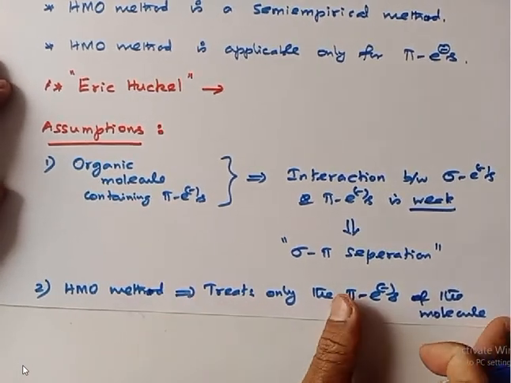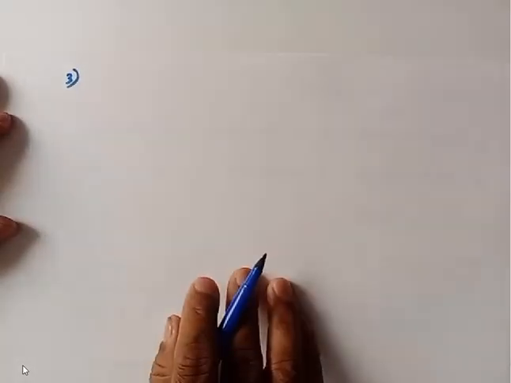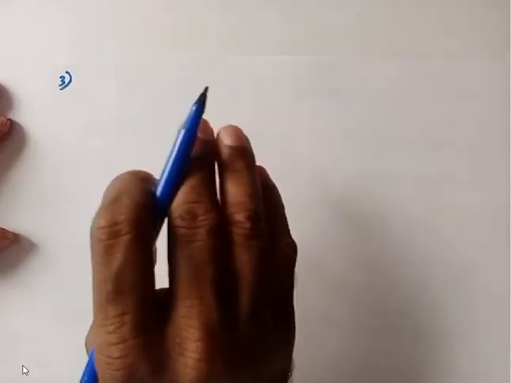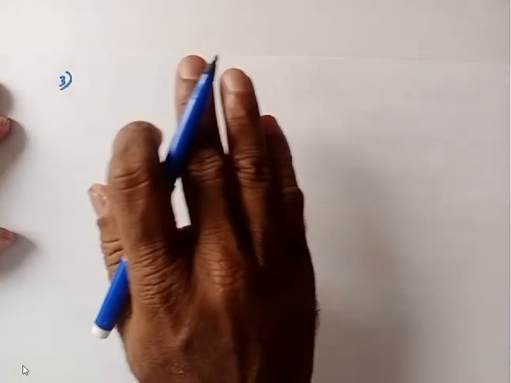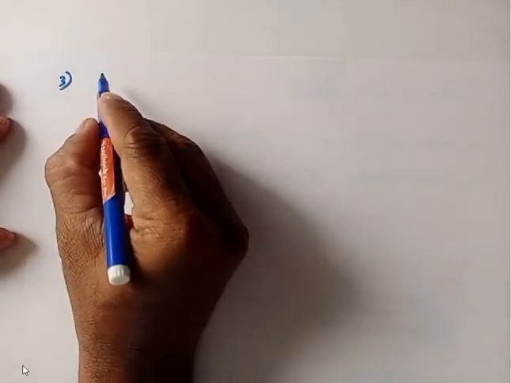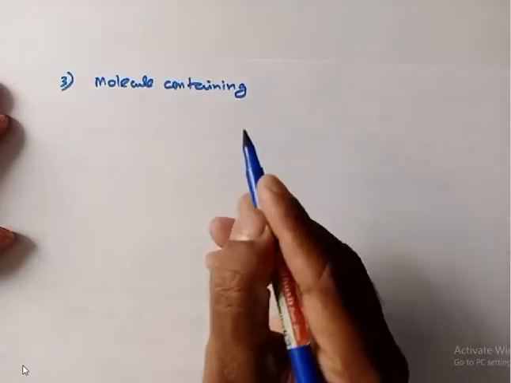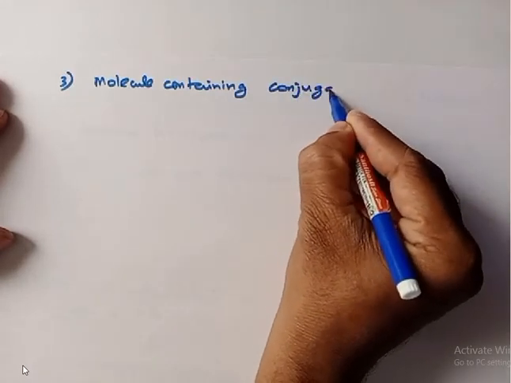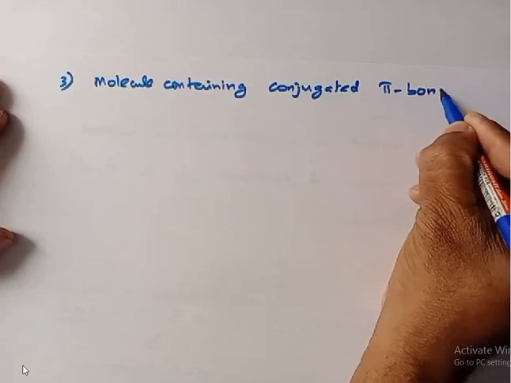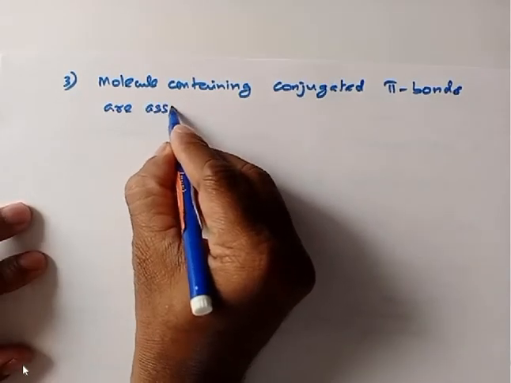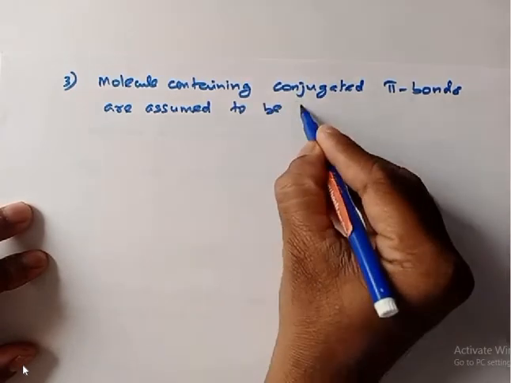Another important assumption, the third, is that molecules containing conjugated pi bonds are assumed to be planar.